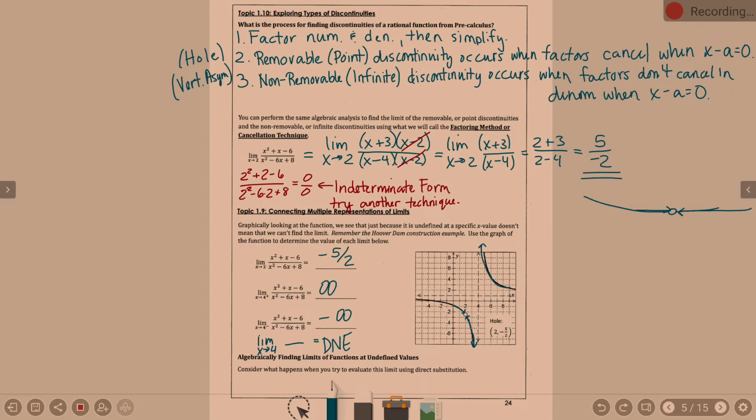So, do notice it's algebraically find limits of functions at undefined values. Consider what happens when you try to evaluate this limit using direct substitution. And again, you're going to run into problems, right? Are they referring to the 2 or the 4? Probably both. Because the 2, we already talked about that we are going to get 0 over 0, right? If I had to guess, what are we getting when we put 4 in?